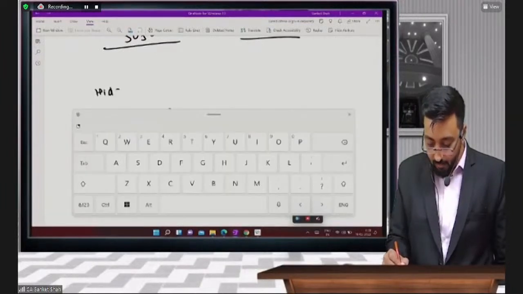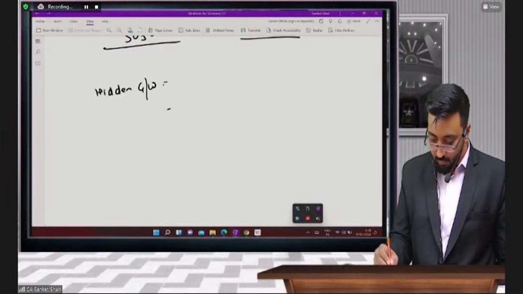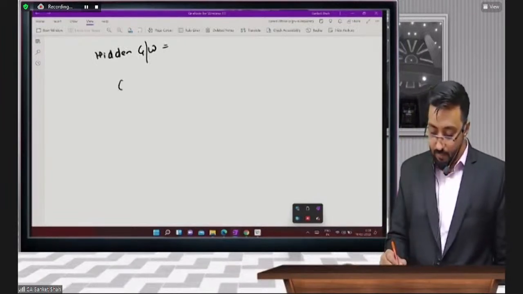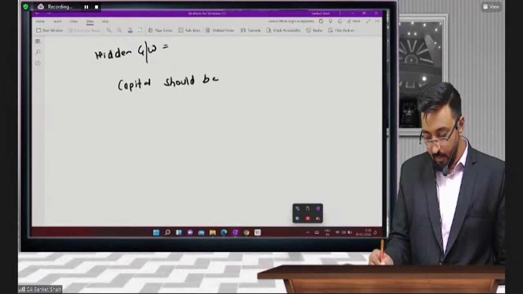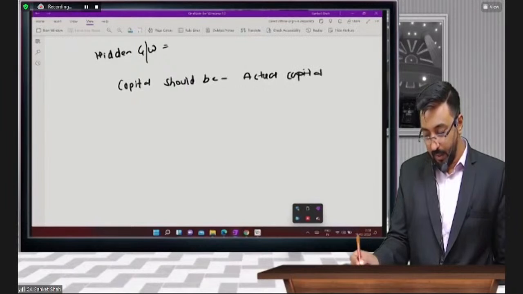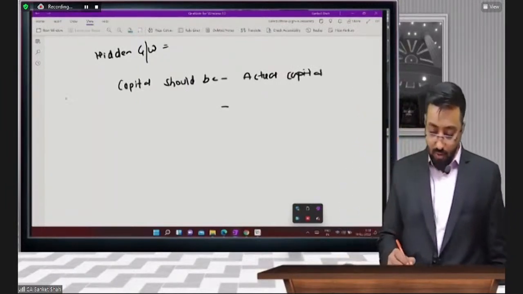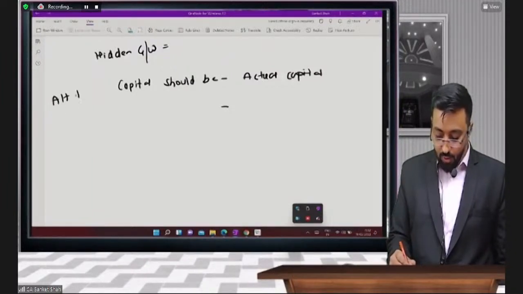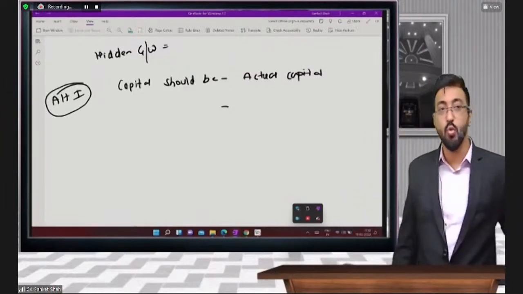Hidden goodwill. Hidden goodwill means capital should be minus actual capital. I'm showing you this is by alternative number 1, and I'm also going to show you this is by alternative number 2. Both alternatives.